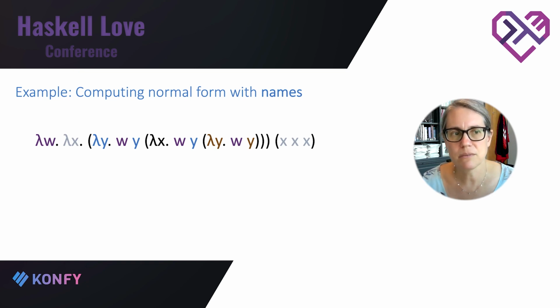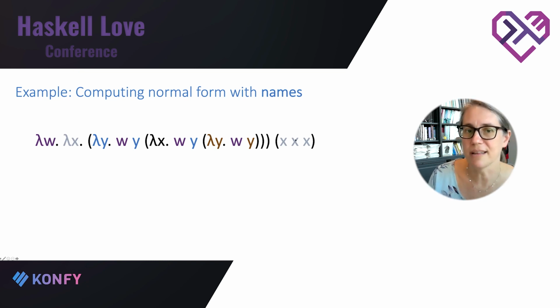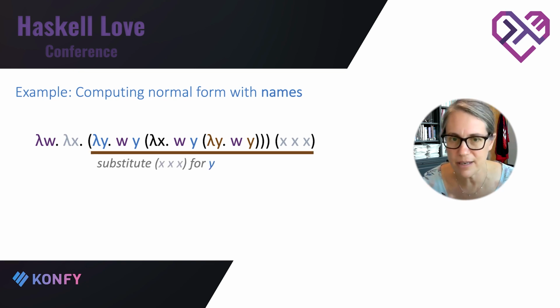So we're going to normalize this term. It starts with 2 lambdas, lambda w and lambda x, and then inside of it, there is 1 beta reduction that has to happen to compute the normal form of this term. What we need to do is take this bound variable y, and substitute for it in the body of this lambda expression. And here's our argument that we're going to substitute in. I made it this triple x so you can really see it.